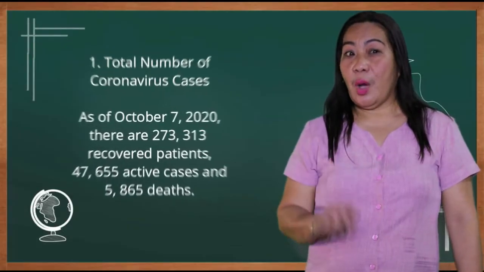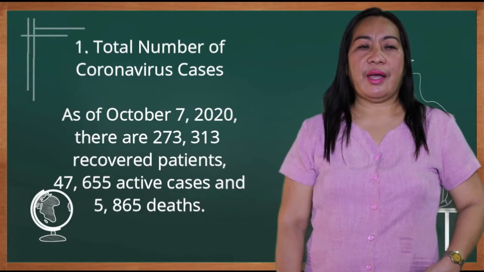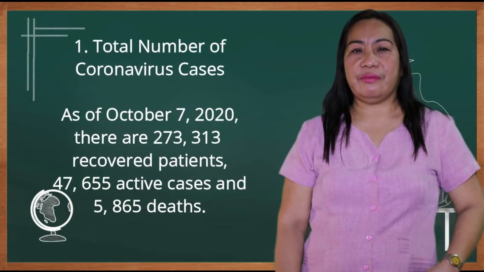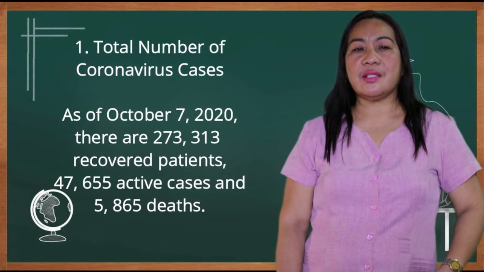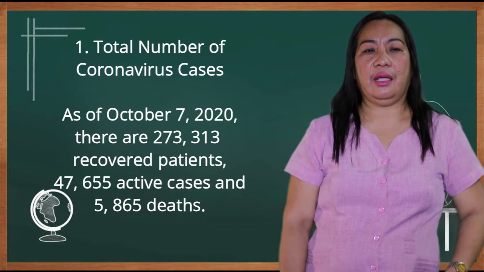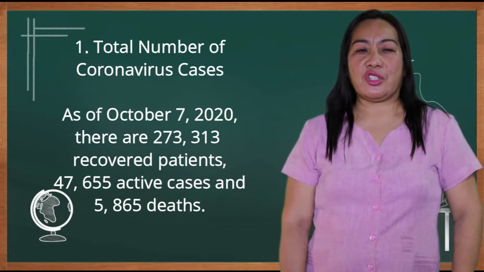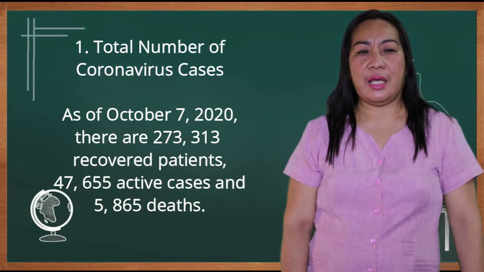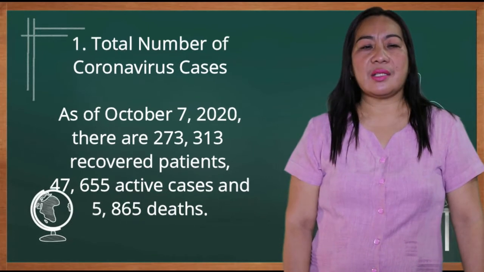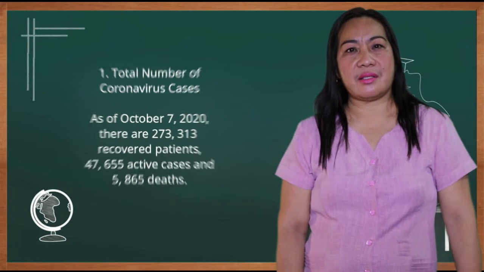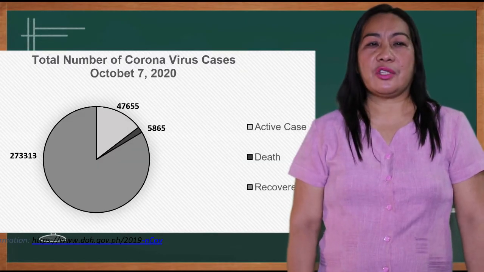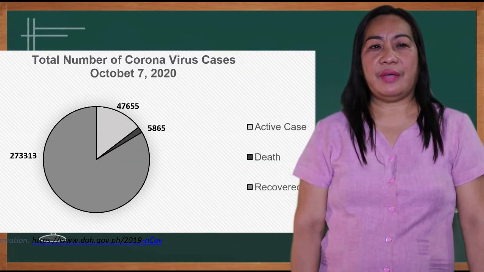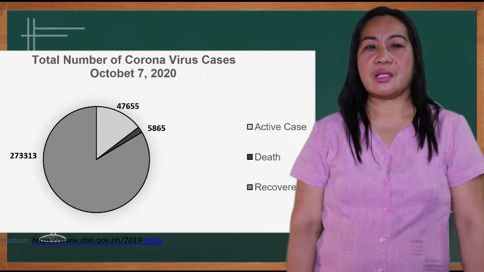Before we jump into our lesson for today, let us have first these two data. Number 1, total number of coronavirus cases as of October 7, 2020. There are 273,313 number of recovered patients and 47,655 active cases and 5,865 deaths. Number 2, this picture represents the number of active cases, recovered patients, and deaths.